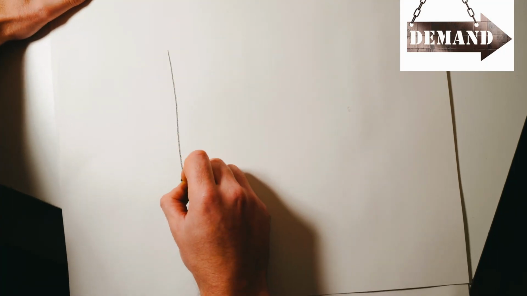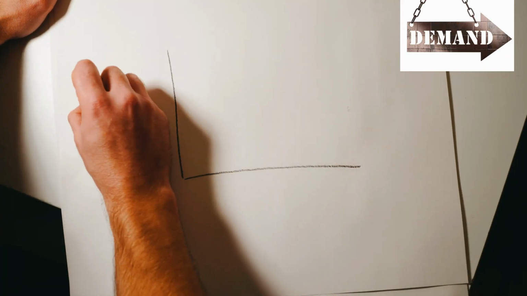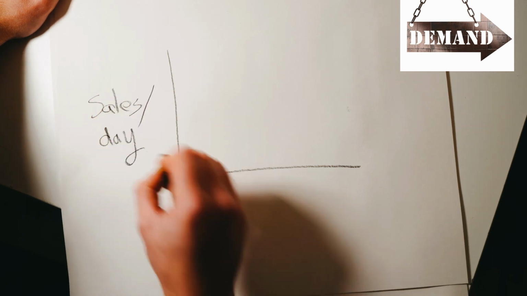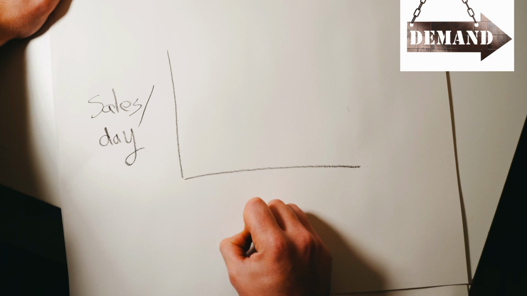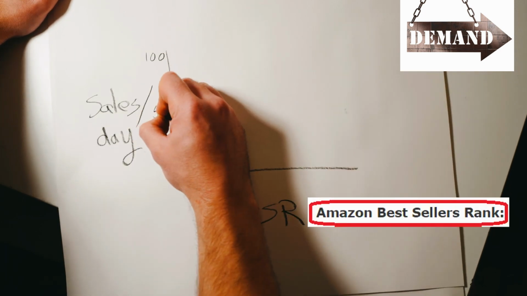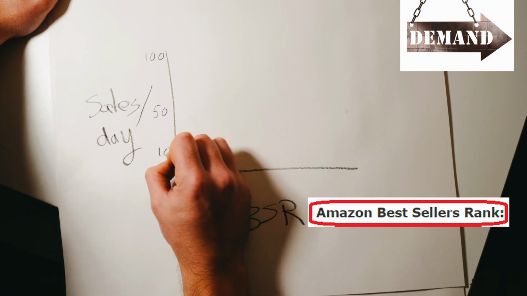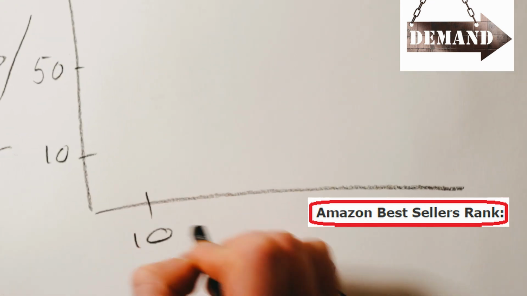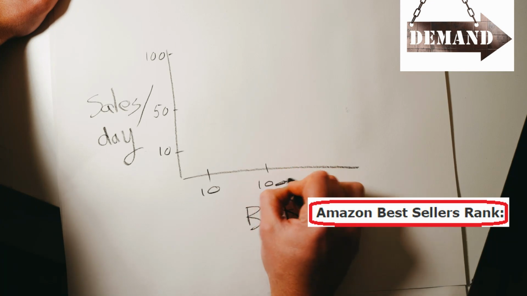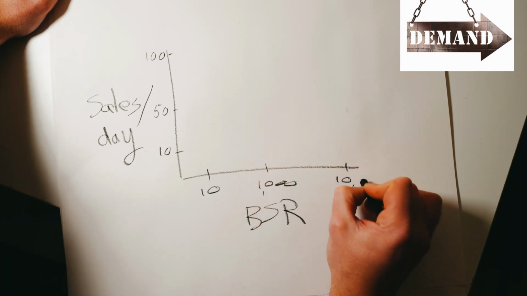We have our first graph, and on this side we're going to have sales per day, and on the bottom we're going to have BSR. Up to 100 sales a day, we're going to have 50 sales a day, we're going to have 10 sales per day. BSR of like 10, extremely good. And then up to, let's say, 1,000, and let's say up to 10,000.